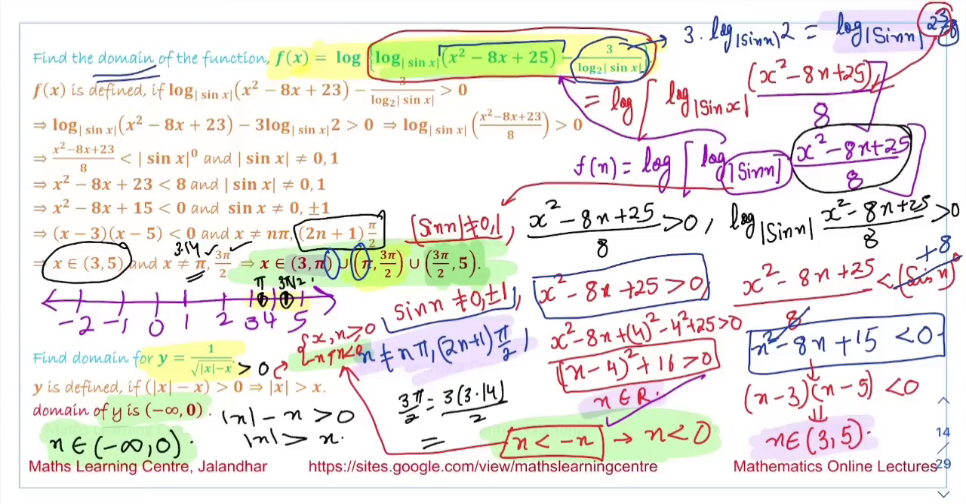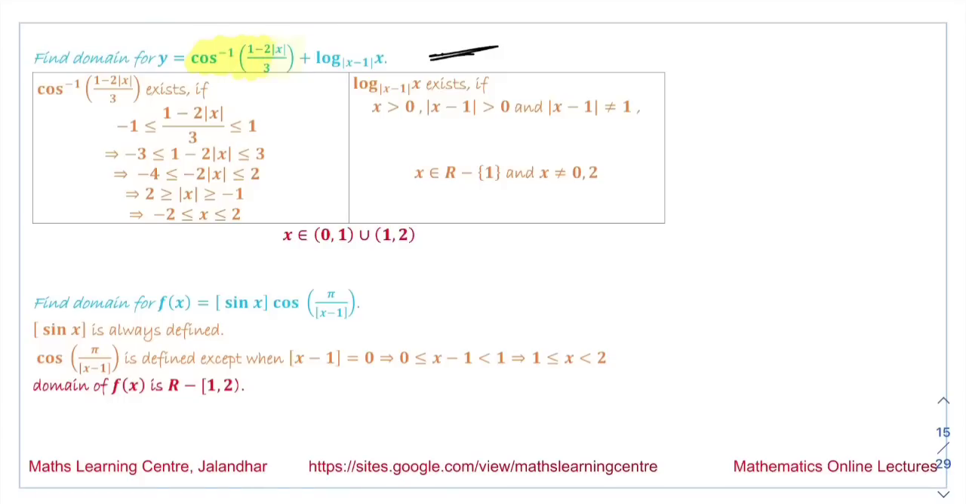Next, the function that is given to us is y is equal to cos inverse of 1 minus 2 mod x over 3, plus log with base x minus 1 of the number x. So we know that for the value of cos inverse, this value should lie between minus 1 is less than or equal to 1 minus 2 mod x over 3 is less than or equal to 1. It is because the domain of the cos inverse function is minus 1 to 1.